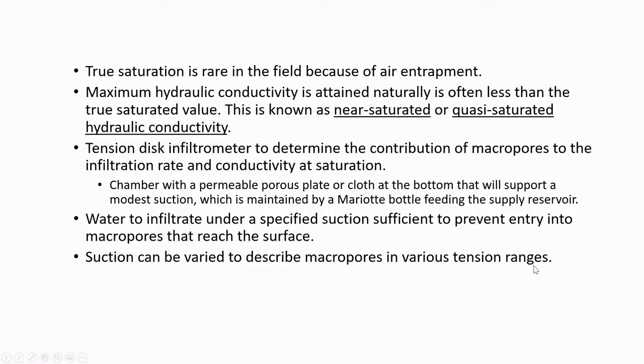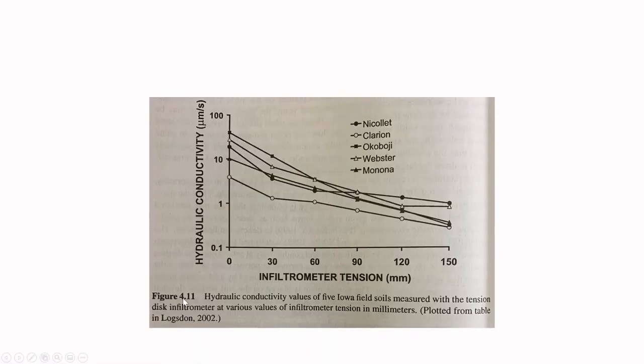So okay, here is Figure 4.11, which shows the hydraulic conductivity values of 5 Iowa field soils measured with the tension disk infiltrometer at various values of infiltrometer tension in millimeters. Infiltrometer tension means different suction values. All right, so you can see the hydraulic conductivity for different soils, but ultimately if you increase the suction to very high suction, you are getting a lower hydraulic conductivity.